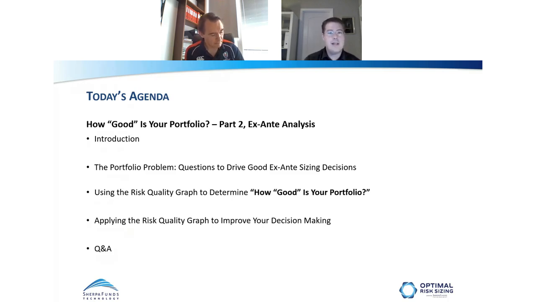And so today we're going to take that and move back a step to the ex-ante part of the analysis and introduce a tool that we call the risk quality graph to help us break down portfolio sizing and portfolio construction decisions and to assess the quality of our portfolio before we've seen how it works out. And so the risk quality graph is a tool that we've worked with at Sherpa and that Richard's put a lot of time and thought into developing.